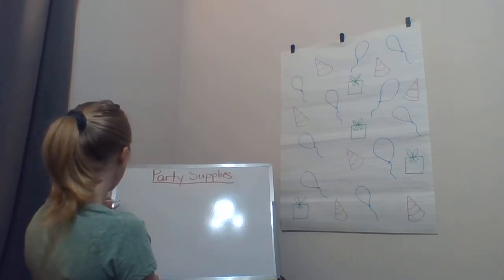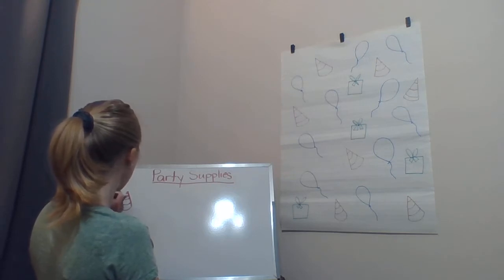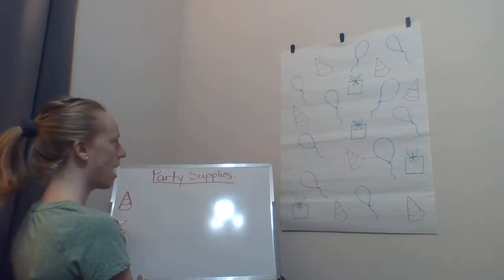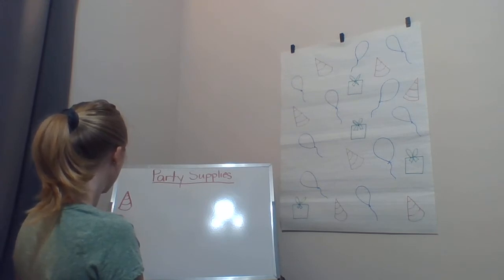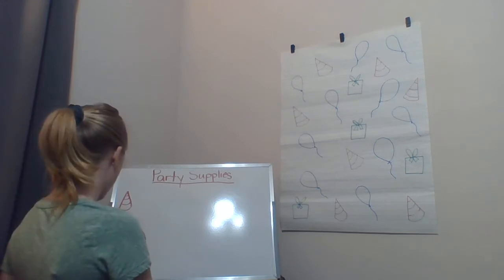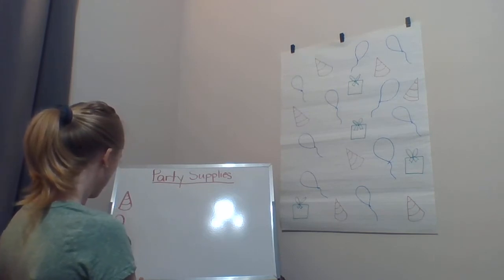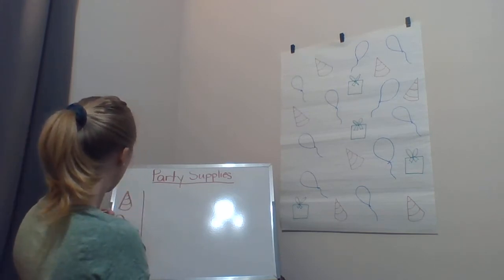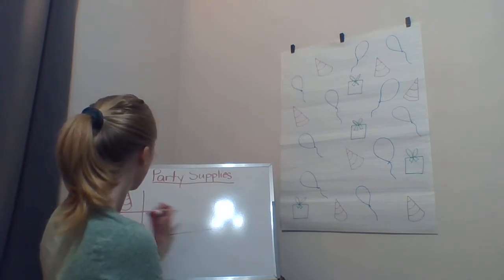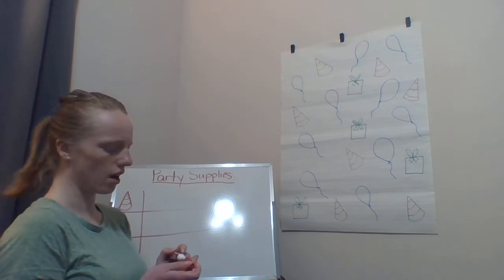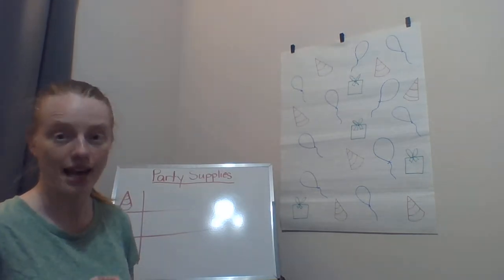So I'm going to label my groups. So I've got my party hats. I have balloons. And I have presents. Okay, so now I'm going to make a tally chart. So I need to count how many party hats I saw.